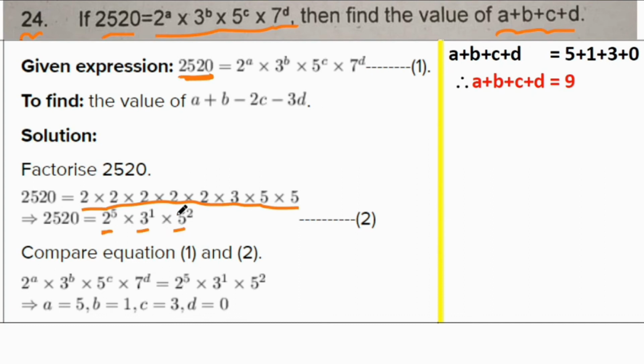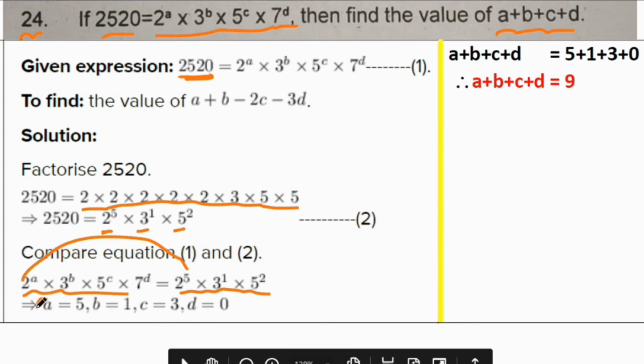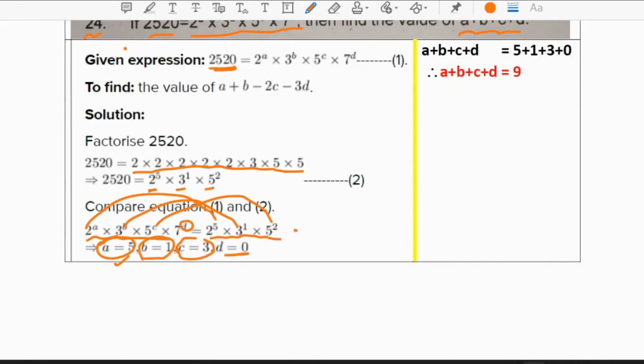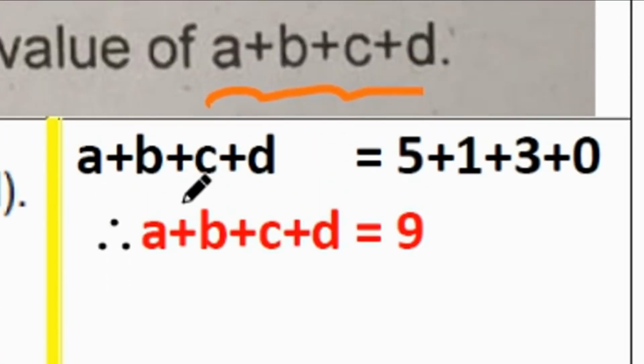Right side it is there, no? 2 power of A into 3 power of B into 5 power of C into 7 power of D. So we will equate this one with 2 power of 5 into 3 power of 1 into 5 power of 2. So here 2 power of A and 2 power of 5 are similar. So A value will be 5. To find A plus B plus C plus D, so 5 plus 1 plus 2 plus 0, which is nothing but 8.